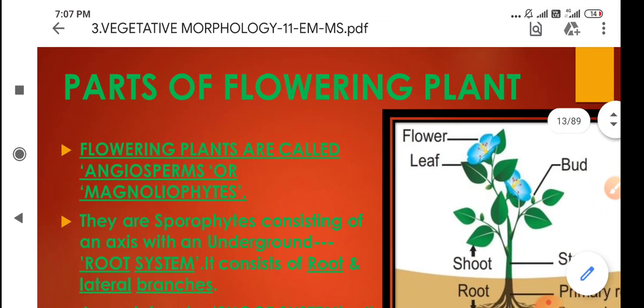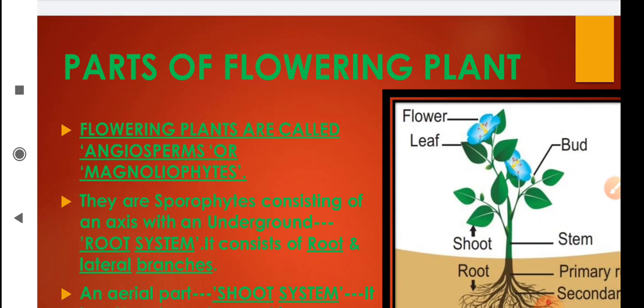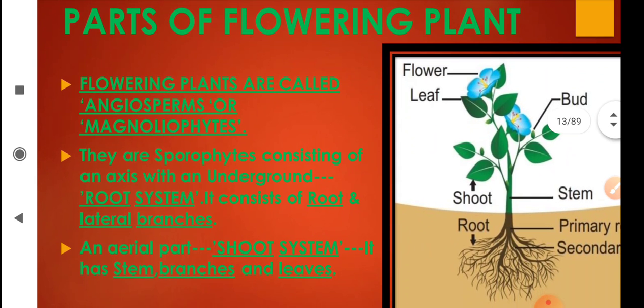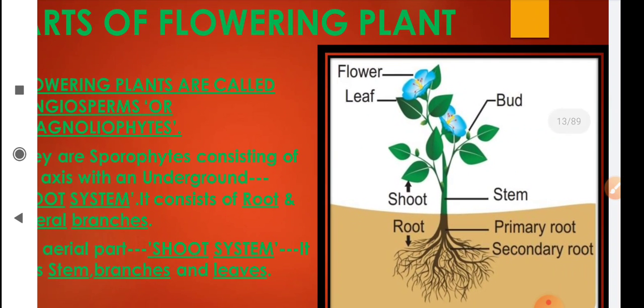The sporophyte consists of an axis with an underground root system. It consists of the root and lateral branches and an aerial part. The underground part is the root system, and the aerial part above the ground is called the shoot system. It has stem, branches and leaves. The flowering plant contains the underground root system and the aerial shoot system. Do you all understand? Let's see some of the important parts in the flowering plant.